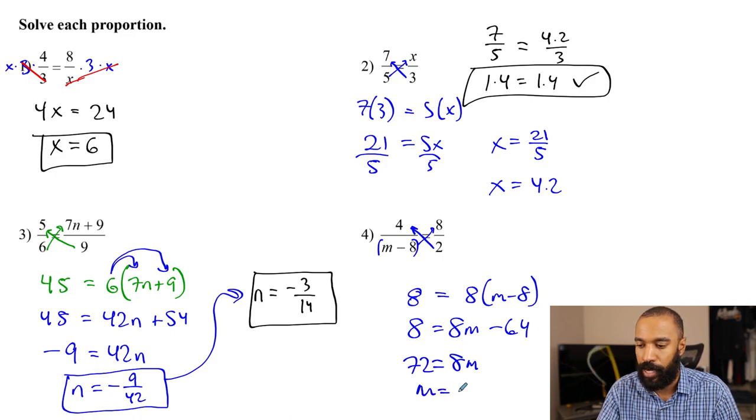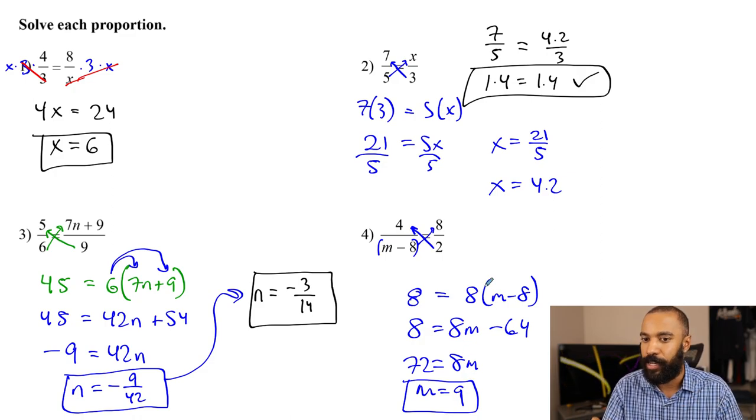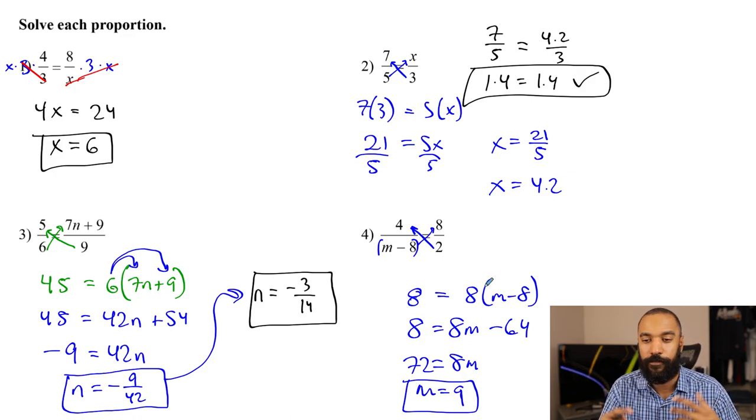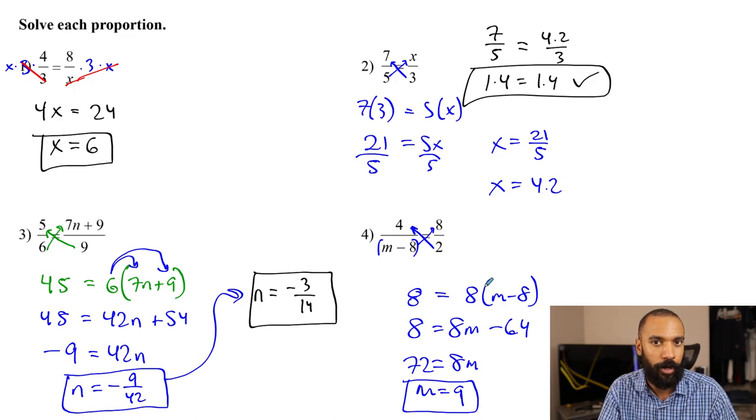you get m equals 9. Okay, so those are the ideas of proportions kind of in a nutshell. Yeah, it's cross-multiply, but it's by finding a least common, not always least common multiple, you can, but least common multiple would work for that.